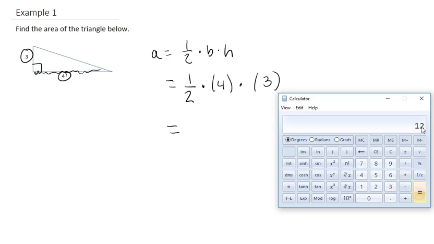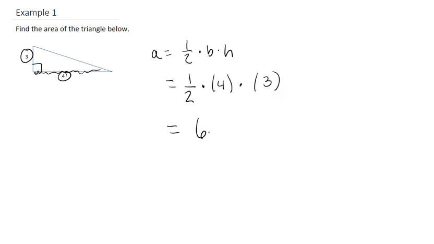four times 3, which is equal to 12, and then we can just divide it by 2 to represent the 1/2, because this is showing 4 times 3 times 1 divided by 2. So this is 6, and because we don't have units, we'll just put units squared.